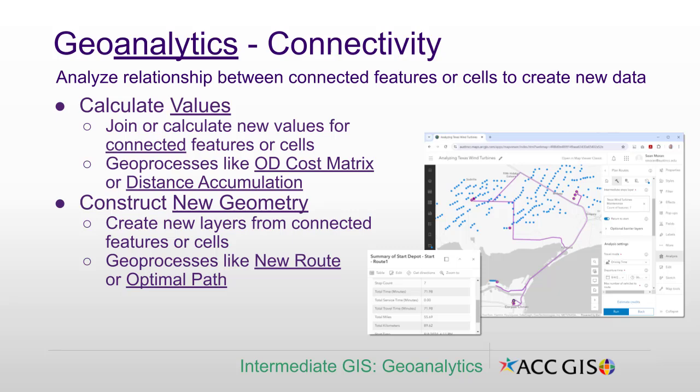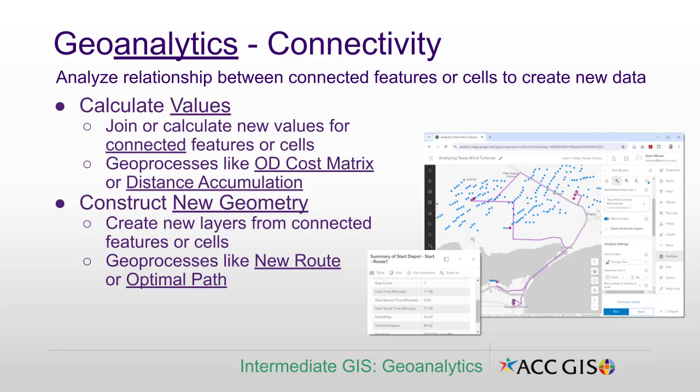In our Texas wind turbine example, I'm looking at turbine locations in and around Corpus Christi Bay. And imagine how we might route somebody to inspect a certain number of turbines in a single day. And so in ArcGIS Online, I'm using the Plan Routes cloud geoprocessing tool to identify the most efficient route and the number of turbines that can be visited in a single day.